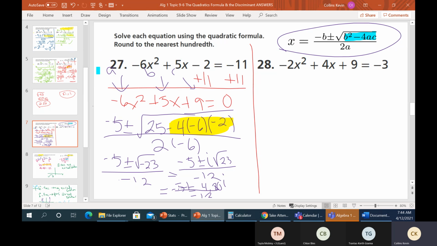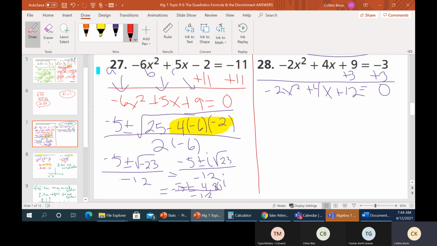All right. So go ahead and check out this last one here. So again, same deal. We have to go ahead and add 3 to both sides, right? So that'll give us minus 2x squared plus 4x and then plus 12 equals 0. Got to equal 0 or the quadratic formula does not work. So that's one little stipulation we do have.